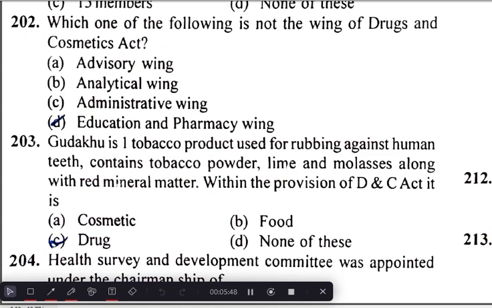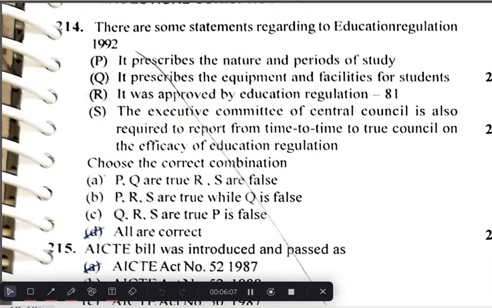Gudku is a tobacco product used for rubbing against human teeth, contains tobacco powder, lime, and molasses along with red mineral matter. Within the provision of the Drug and Cosmetic Act, it is a drug. The Health Survey and Development Committee was appointed under the chairmanship of... So you tell me the answer for this.